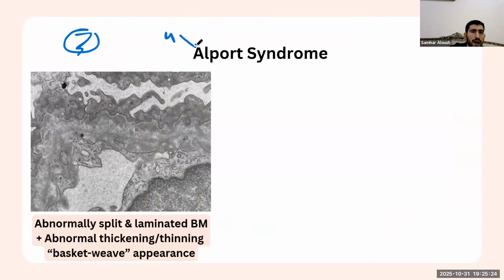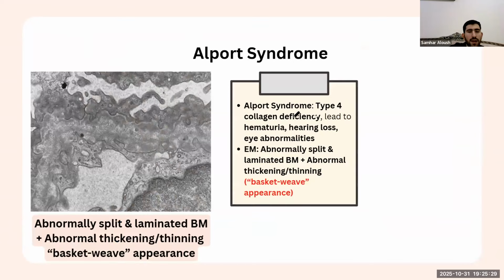Now the fourth one, Alport syndrome. Alport syndrome is a type 4 collagen deficiency. As we know, we said the glomerular barrier is made of endothelium, and then there is the basement membrane, and in the basement membrane there is the podocyte. Alport syndrome is a type 4 collagen deficiency, so it impairs the collagen development in your body. So the basement membrane will be damaged, the endothelium will be damaged and stuff, and it will lead to, of course, hematuria.